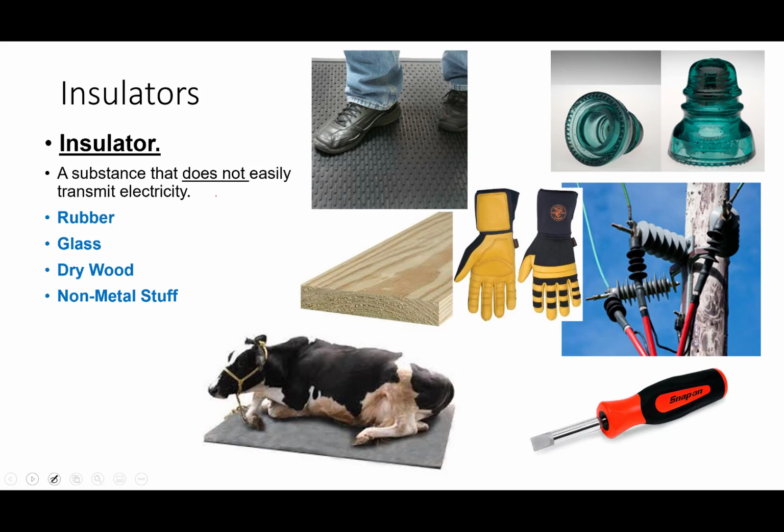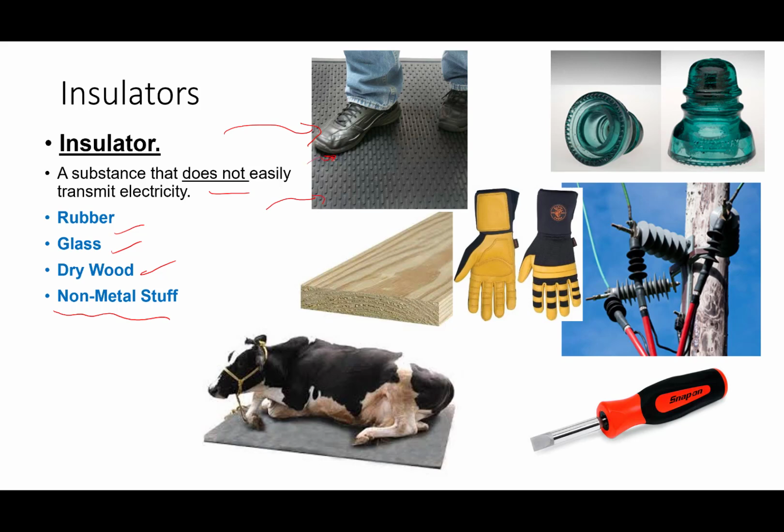Insulators are substances that do not transmit electricity very easily. What are these things? Well, rubber, glass, dry wood, and non-metallic stuff. A lot of hydrocarbons, plastics, rubbers, things like that. If somebody is going to work in an electrical environment and the workers need to be protected so that they do not short out or potentially get electrocuted, two things that might occur. One, they might be asked to stand on a rubber mat and wear rubber-soled shoes.